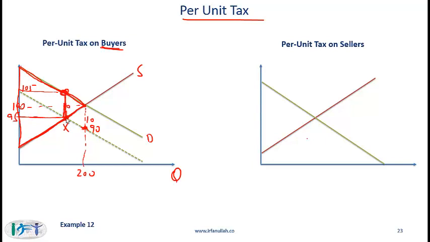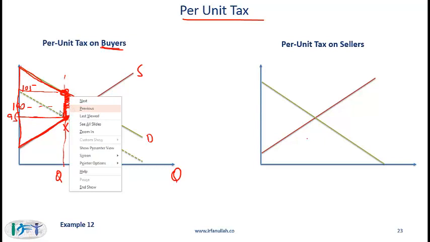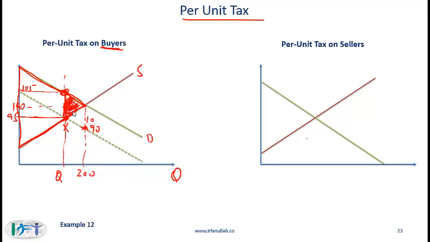So we are now over here at a quantity that is less than 200. The consumer is paying more than the original price of 100. So the consumer is paying 105 and the supplier is getting 95. This solid red area is deadweight loss. Part of the deadweight loss is coming from the original consumer surplus, and part of it is coming from the original producer surplus. The next scenario we look at is where the tax is paid by the seller.